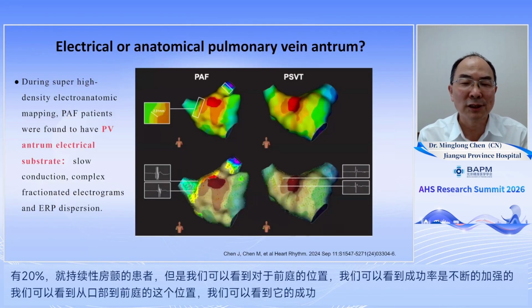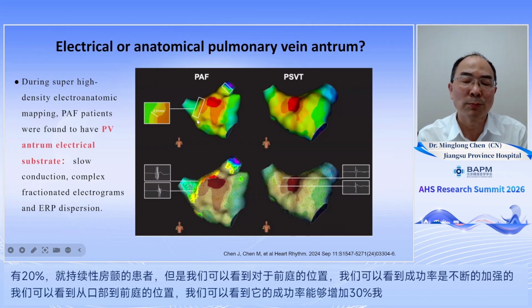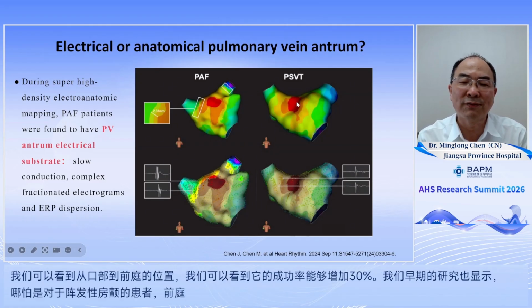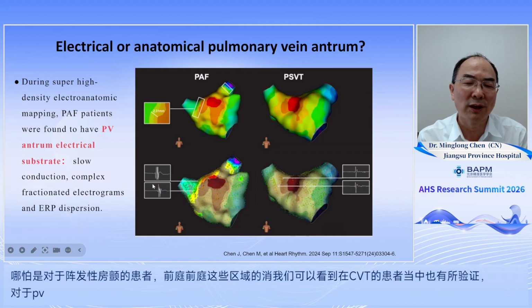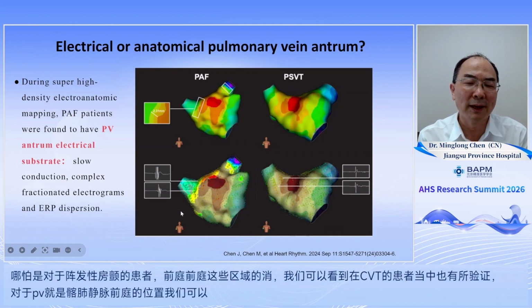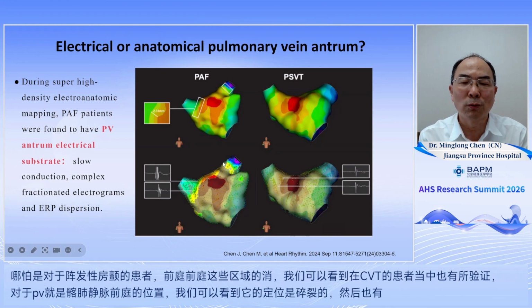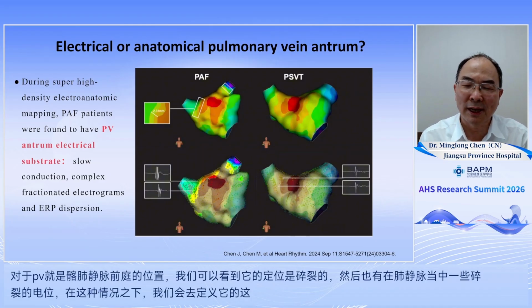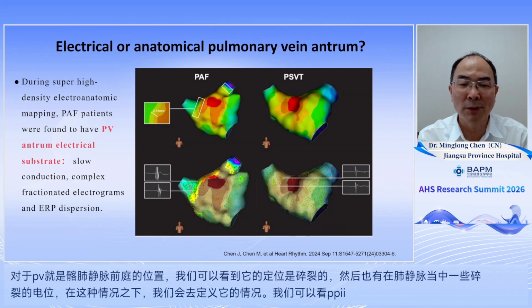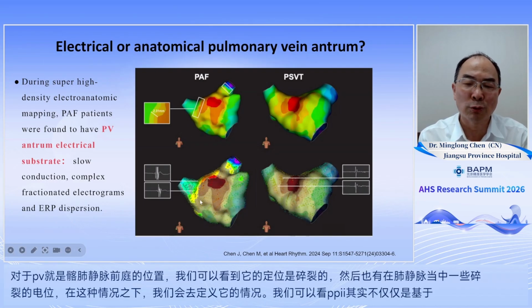Our early study showed that even in paroxysmal AF, at the antrum area, compared with the control group, the SVT patients, you can see that at the PV antrum area the conduction is slow, the electrogram is fractionated, and there is also dispersion of the refractory period within the pulmonary veins. With this, we defined the concept of the electrical entrance. PV isolation should not be based only on the anatomic entrance, but on the electrical entrance.